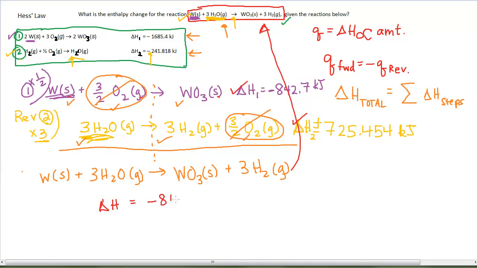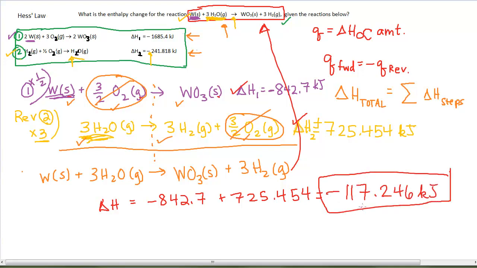So essentially I take my negative 842.7 kilojoules and I add my positive 725.454 kilojoules, and I find that the delta H overall for my new reaction is negative 117.246 kilojoules. So I have found the delta H for a reaction that I was not able to do in the laboratory by using a couple of reactions that I did know delta H is for. This process is called Hess's Law.